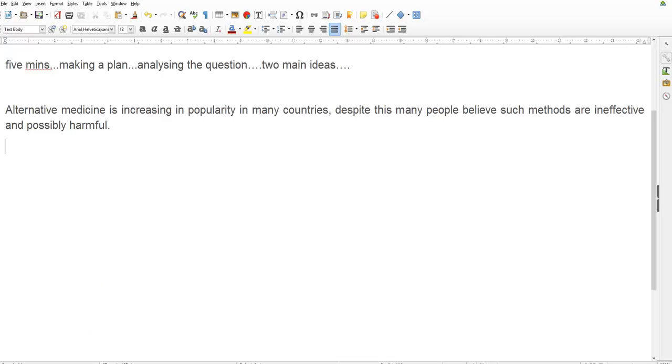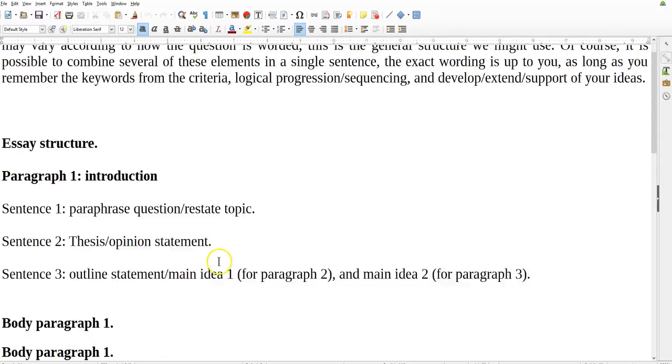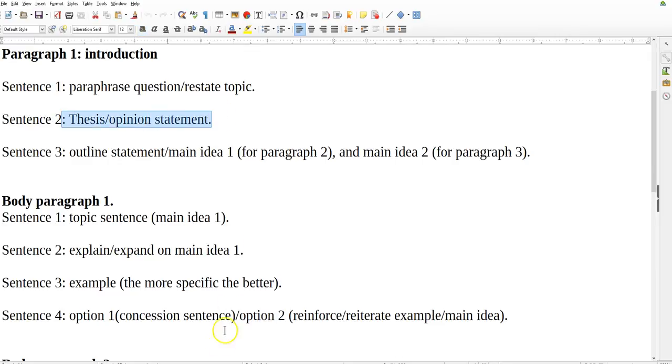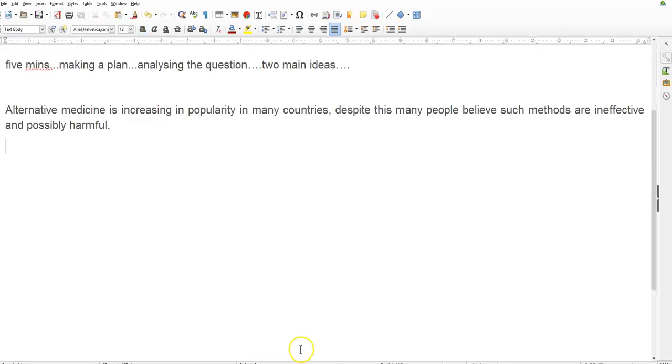Now, what I need to do now, as we've seen, sentence 2, I have to give my opinion. Do I agree or not? Let me think. So, do I agree? No, I disagree. Okay, so I disagree with this opinion. Now I need to give my 2 main ideas. What are they?